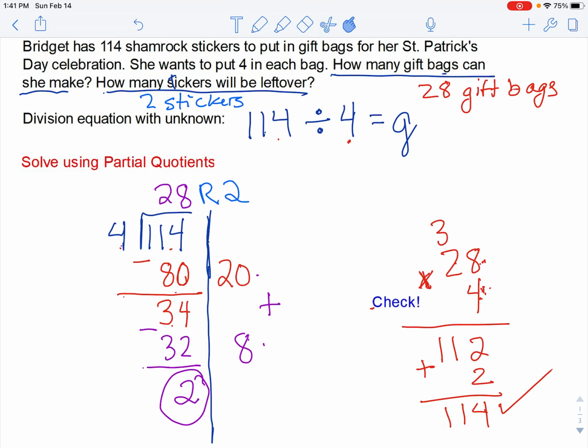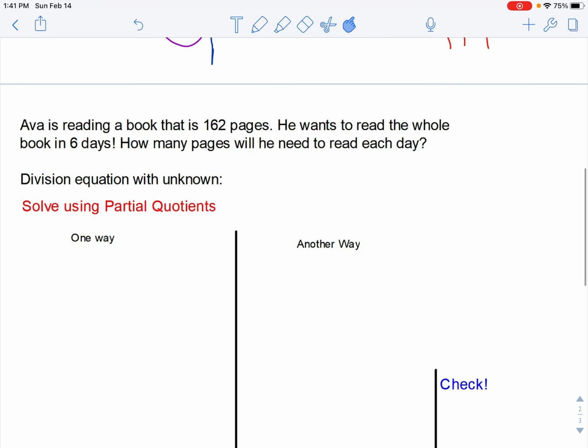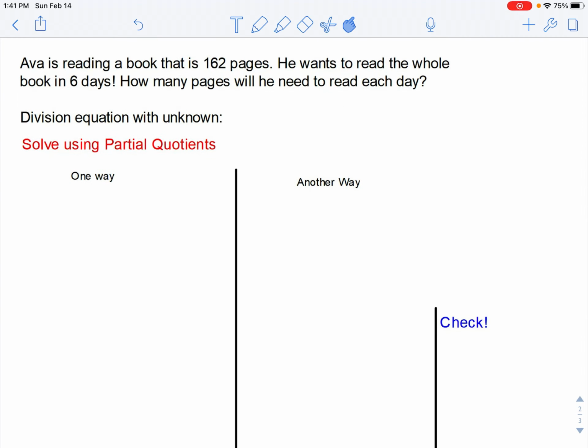Let's keep practicing with another number story. Read it with me. Ava is reading a book that is 162 pages. And another typo, sorry, I fixed this from a previous year where I taught boys, so it should say she wants to read the whole book in 6 days. How many pages will she need to read each day? And let's go ahead and spot our question and underline it. How many pages will she need to read each day?